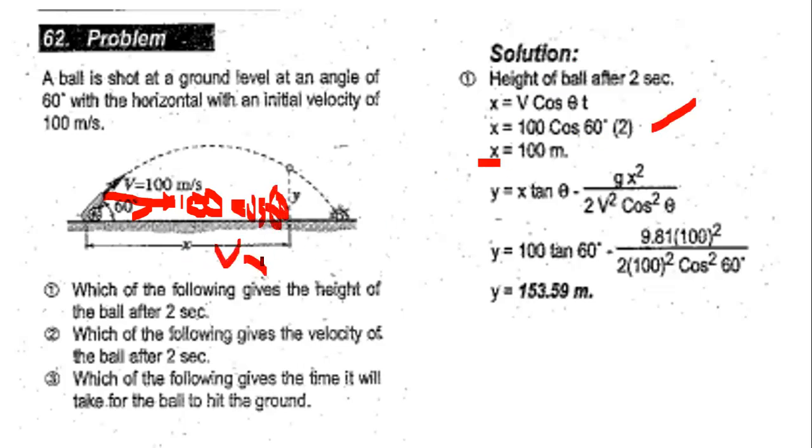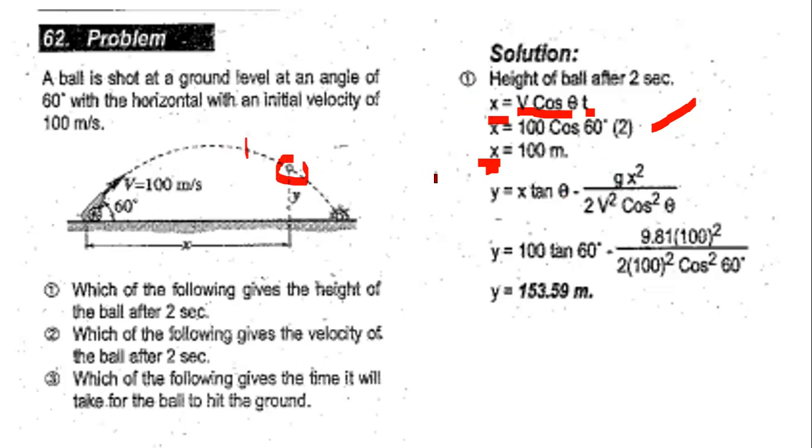So Vx, or the horizontal component, multiplied by time gives you x. You have your x, Vx, and then time. You can compute x. The question is to give the height of the ball after 2 seconds. Maybe after 2 seconds it's here. We don't know. So let us assume that after 2 seconds, the ball is here, or maybe here. Who knows?